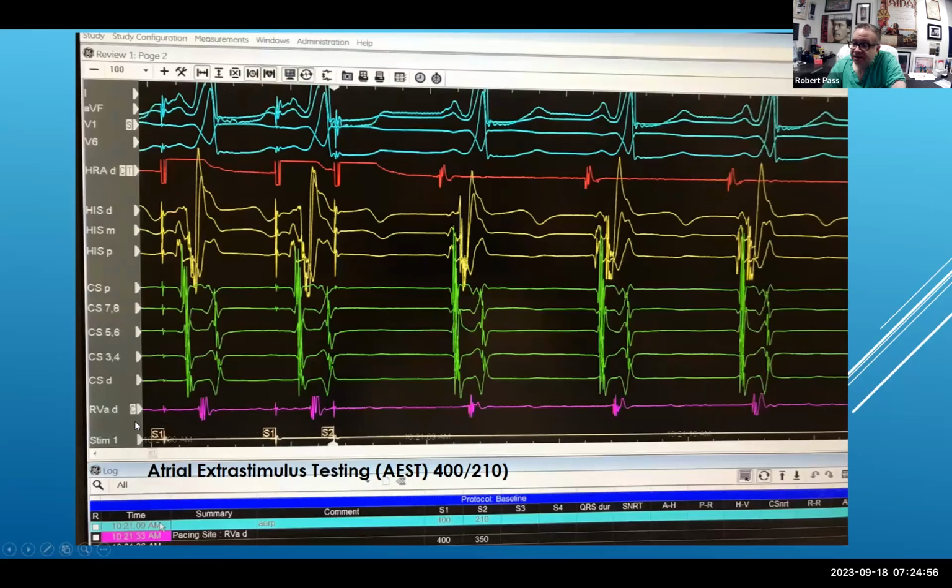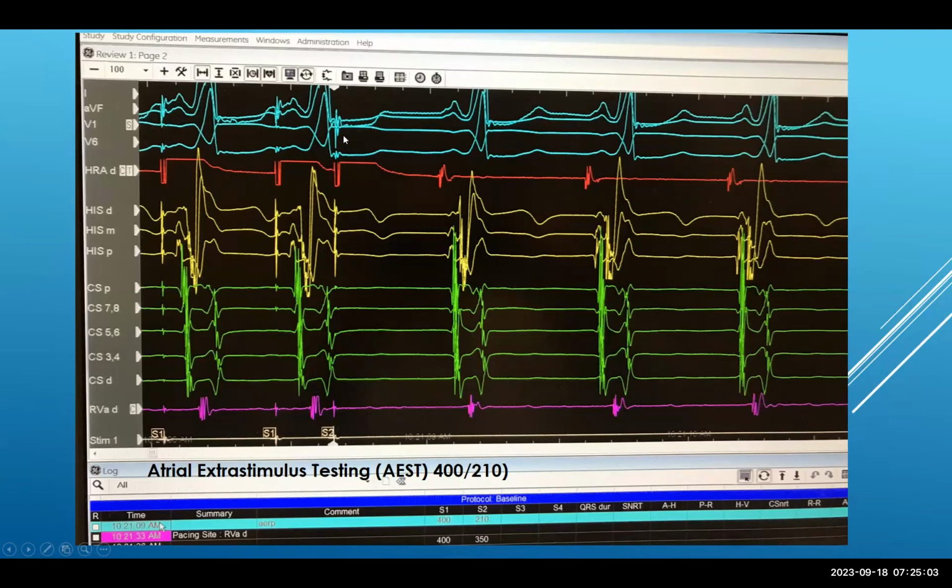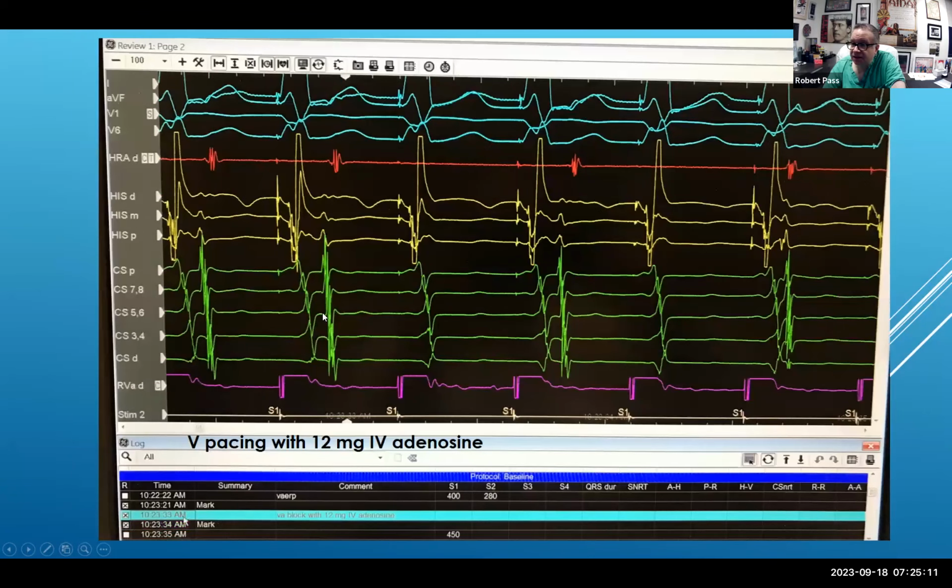Okay. And then when we finally get down to 210, we no longer can capture the atrium. And so this is the atrial effective refractory period. The next thing we do is ventricular extra stimulus testing, which I am not going to review today, but the interesting thing here is we're V-pacing, and we gave 12 milligrams of IV adenosine.